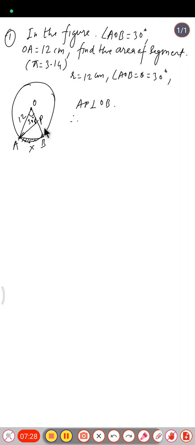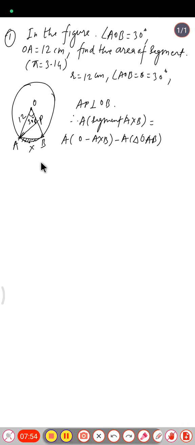So first of all we have to find out the area of segment AXB, which is equal to the area of sector OAXB minus the area of triangle OAB. So first of all we have to find this one. The area of sector OAXB equals theta upon 360 into pi r square.